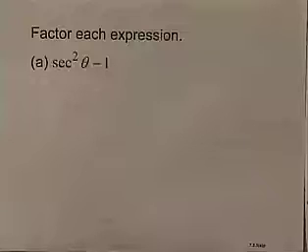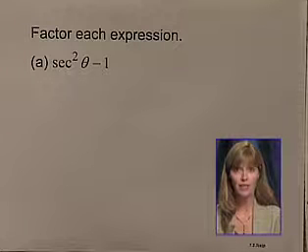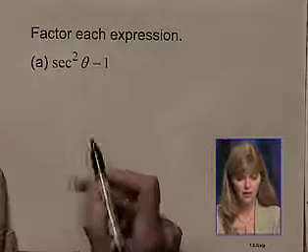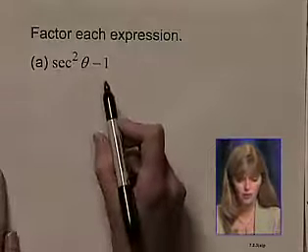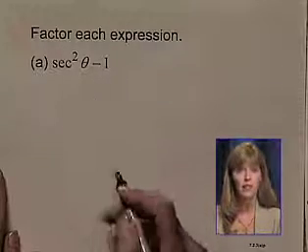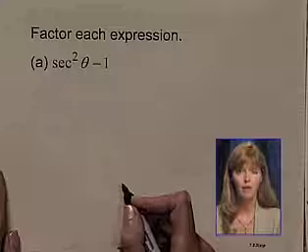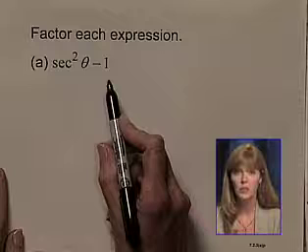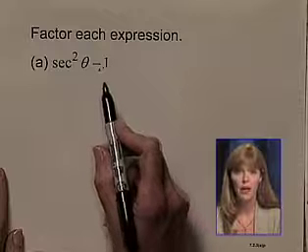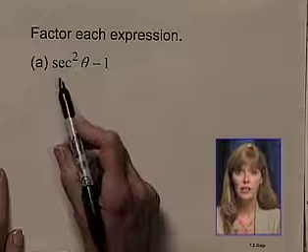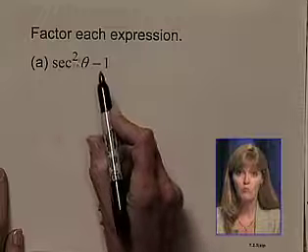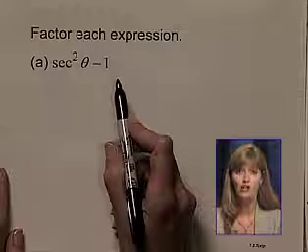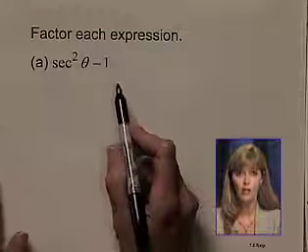Here, what we'd like to do is to factor the expression that's given. In our first part of this problem, we're going to be looking at secant squared theta minus 1. Now, when we look at this, what we want to recognize is we only have two terms. There are no common factors. We can notice that we have a first term squared minus a second term, which can also be thought of as a perfect square.